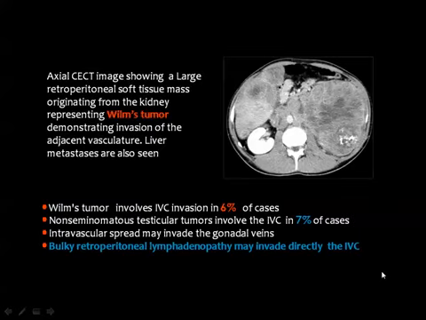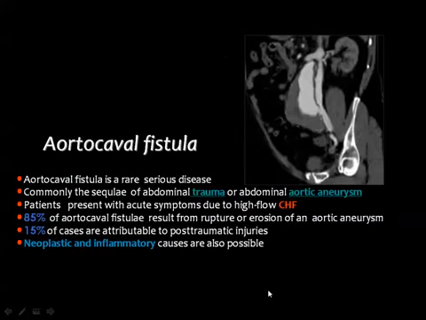Wilms tumor in the pediatric age group has an incidence of 6% of invasion of the IVC. This is a case of tumor with retroperitoneal lymphadenopathy, invasion of the IVC, and hepatic metastatic deposits. Also, the IVC can be invaded in about 7% of cases with non-seminomatous testicular tumors. And you should also know that metastatic retroperitoneal lymph nodes may invade the IVC, and if the tumor goes to the IVC, it will cause tumor thrombus. Malignant lymph nodes near the IVC may invade it.